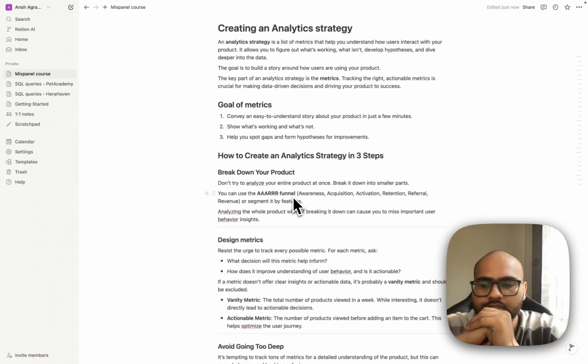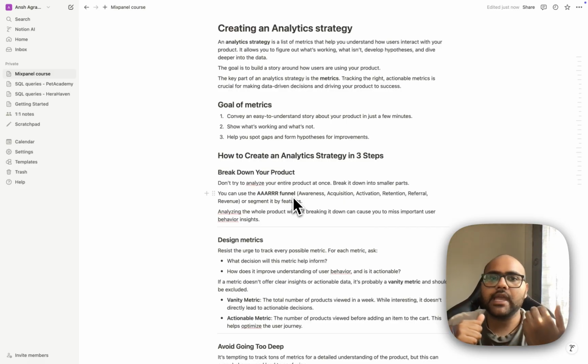Okay, let's talk about how you actually go ahead and create your analytics strategy. So what exactly is an analytics strategy? An analytics strategy is a list of metrics that will help you understand how users are interacting with your product. It helps you figure out what's working, what's not working, develop hypotheses, and dive deeper into your data. And the simple goal here is to build a story around how users are using your product.